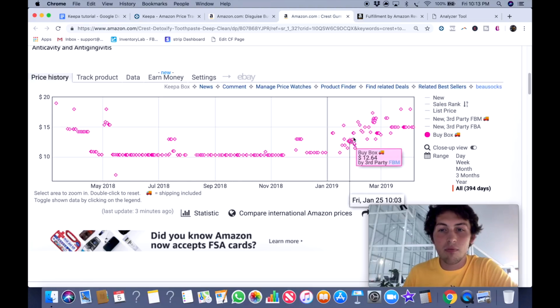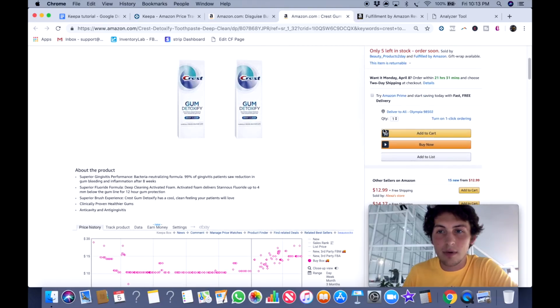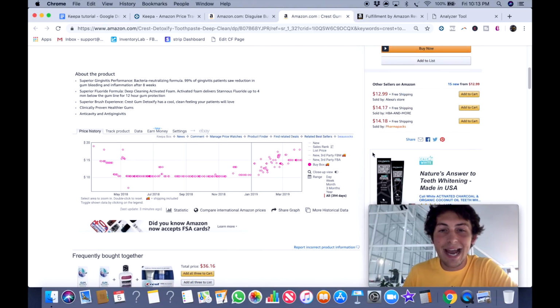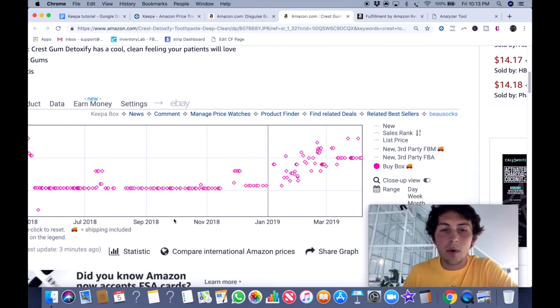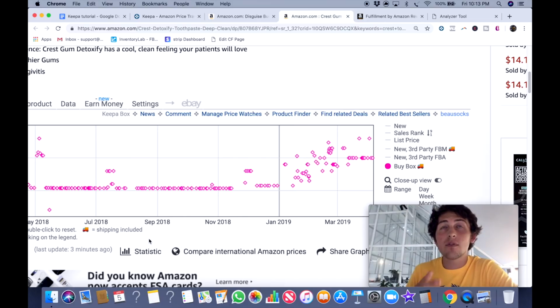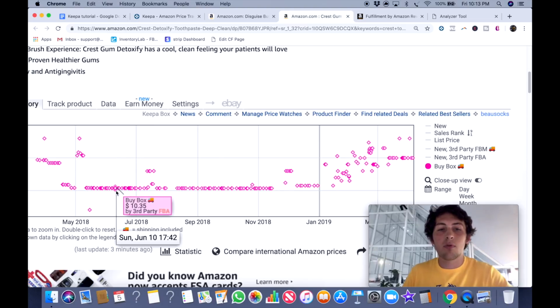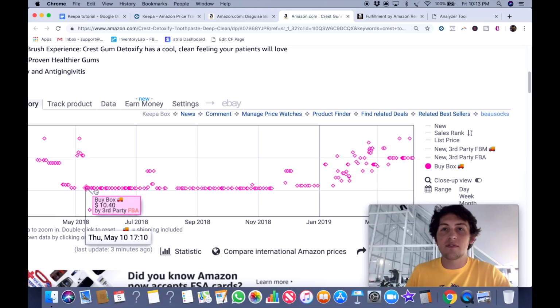Right now, it's actually pretty inflated. If we look at the current buy box price, it's $14.99. And the reason why I want to look at simply the average, or where it's been at most of the time, is because if someone was selling this product at $10.35 for a very consecutive period of time, it means they were making a profit. No one in their right mind was going to sell a product for that long at a loss. They're not going to do that. It seems like there was an outlier right here at $7.